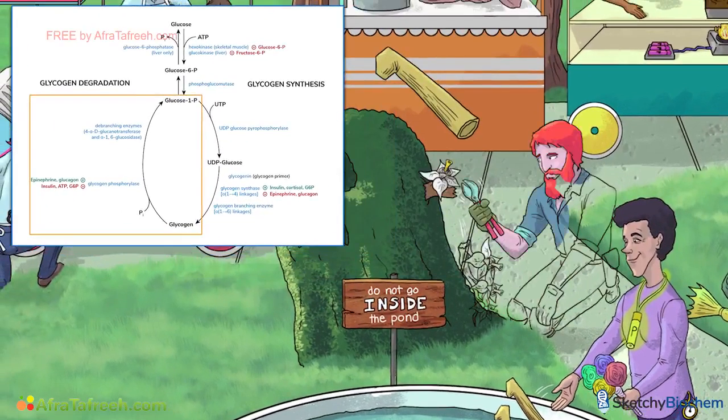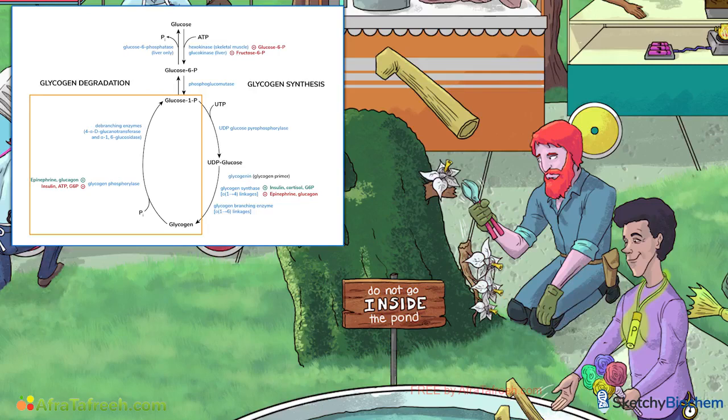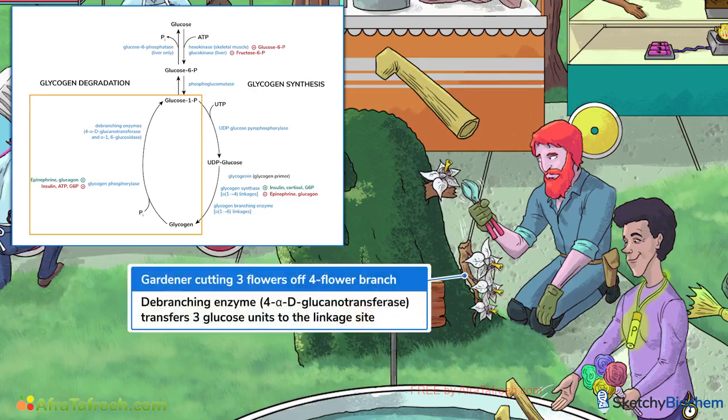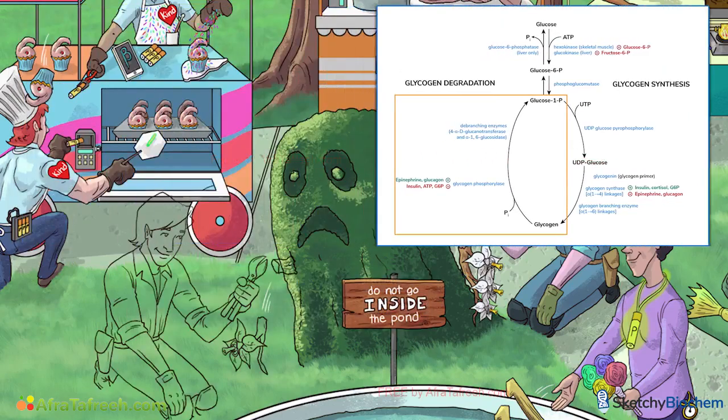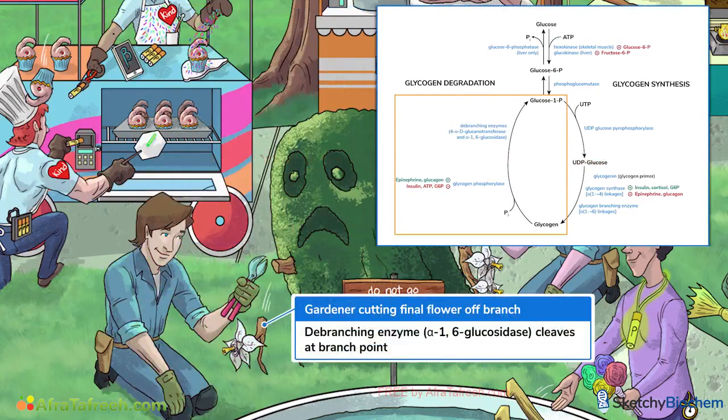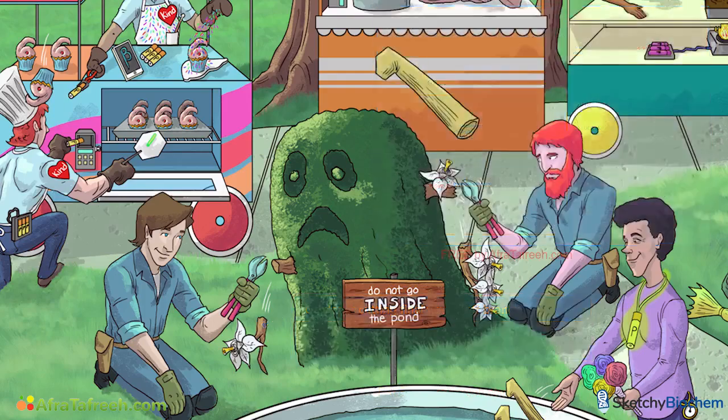Besides glycogen phosphorylase, we also need 2 debranching enzymes to degrade glycogen. After 4 glucose residues are left on branch glycogen, 4-alpha-D-glucanotransferase transfers 3 glucose units to the linkage site. The gardener cutting between the first and second flower of a 4-flower branch is 4-alpha-D-glucanotransferase. Then alpha-1,6-glucosidase, a second debranching enzyme, removes the remaining glucose residue at the branch point. This enzyme will be represented by another gardener cutting the last flower off right at the branch point.